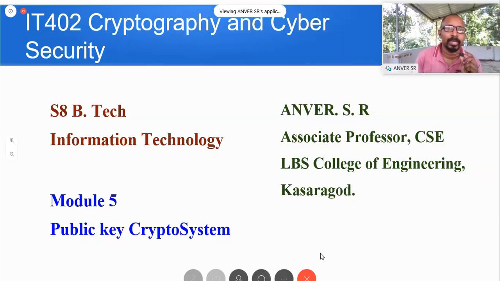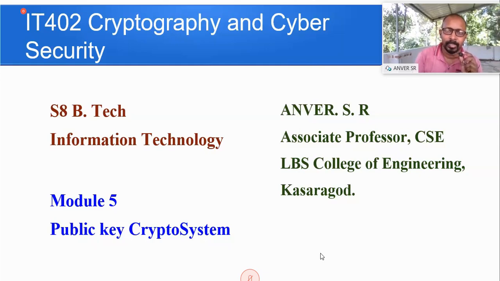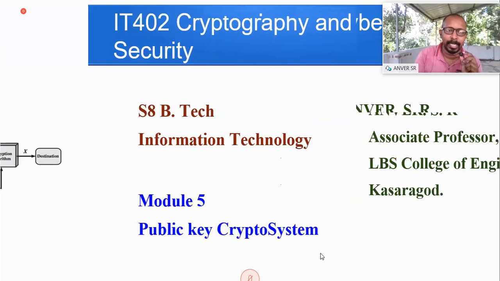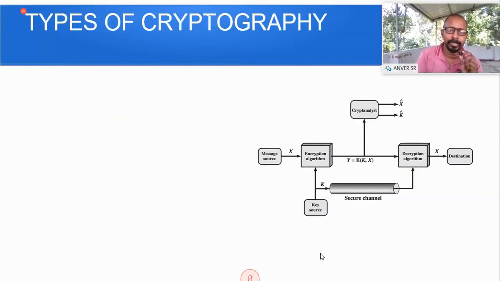Then in the fourth module we have seen Data Encryption Standard and Advanced Encryption Standard, that is DES and AES. They all come under symmetric crypto system. So here I'm going to present on public key crypto system, that is also called asymmetric crypto system. So we can start with the types of cryptography.